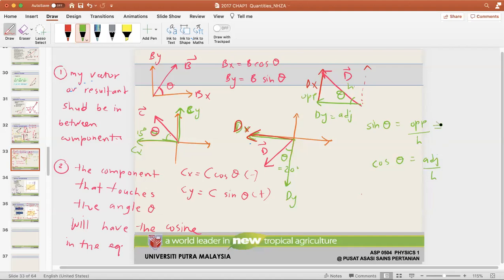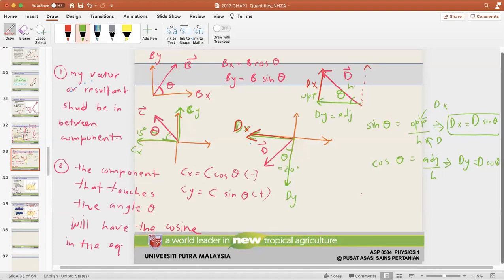So how does this equation become? Sine theta: the opposite is dx, the hypotenuse is D. Solving for dx gives me dx equals D sine theta. And for this one, the same, the adjacent is dy. So dy is equal to D cosine theta.